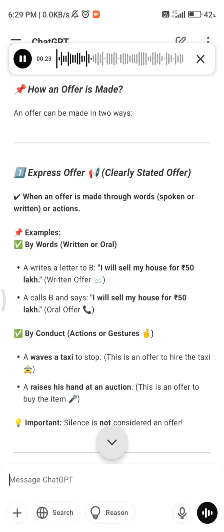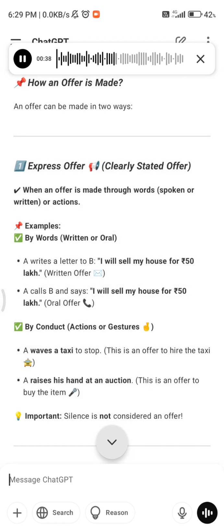Oral offer. By conduct, actions, or gestures. A waves a taxi to stop. This is an offer to hire the taxi. A raises his hand at an auction. This is an offer to buy the item. Important. Silence is not considered an offer.